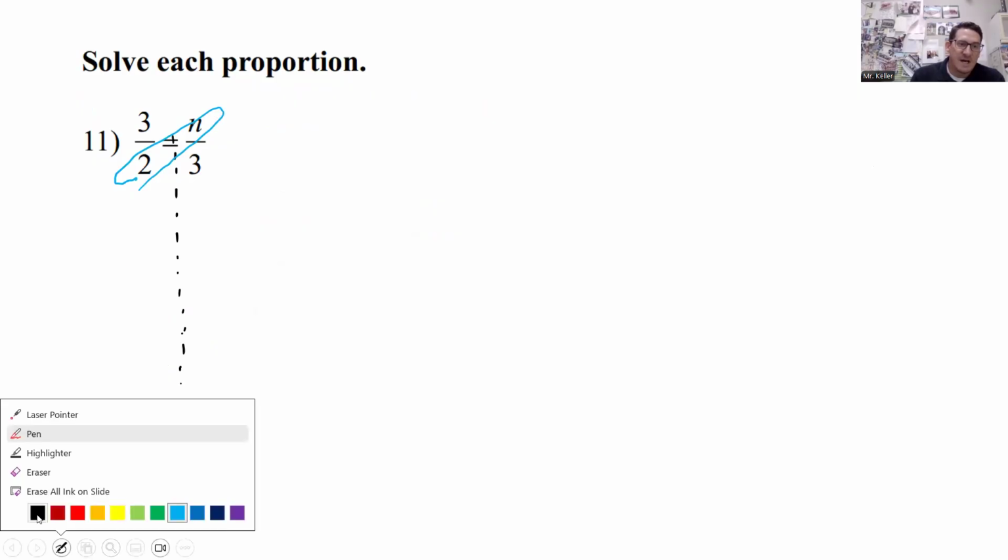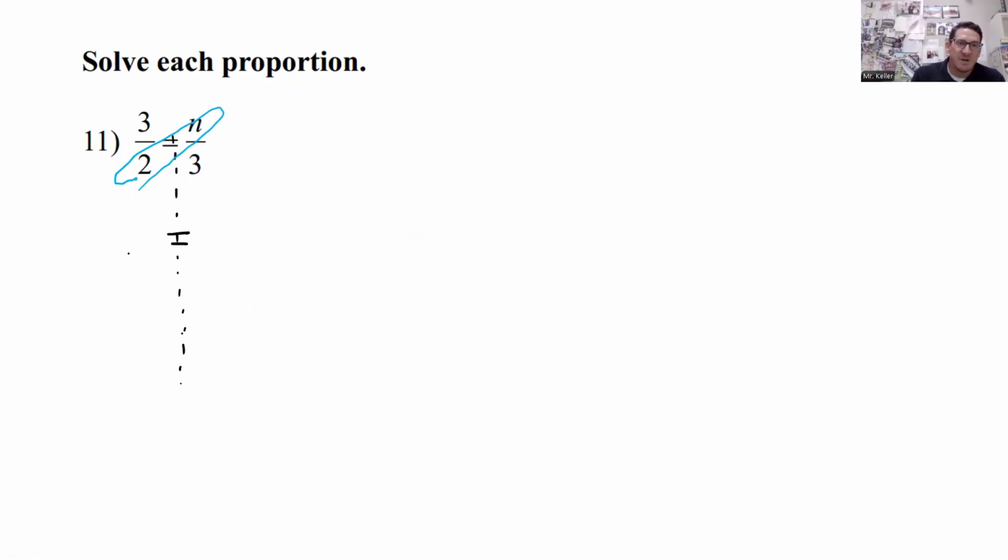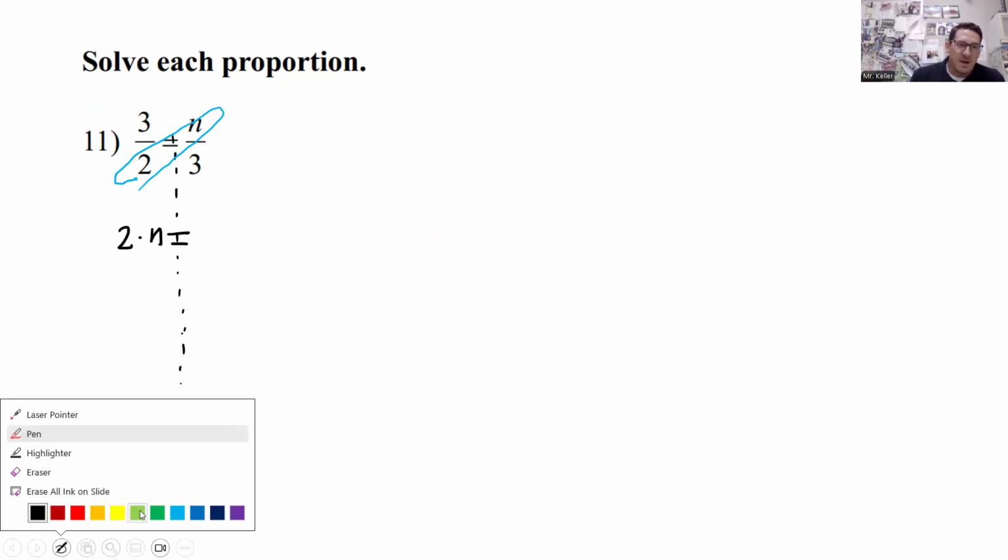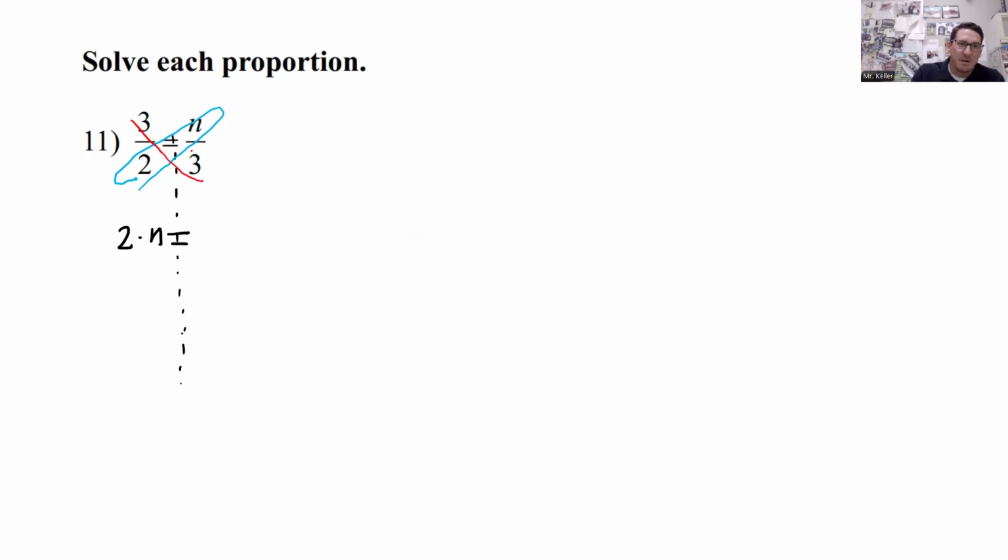So on one side of the equal sign, it's going to be 2 times n. And then I'm going to do the bottom of one times the top of the other. So you're making this cross. So then it's going to be 3 times 3. 2 times n is 2n. 3 times 3 is 9.